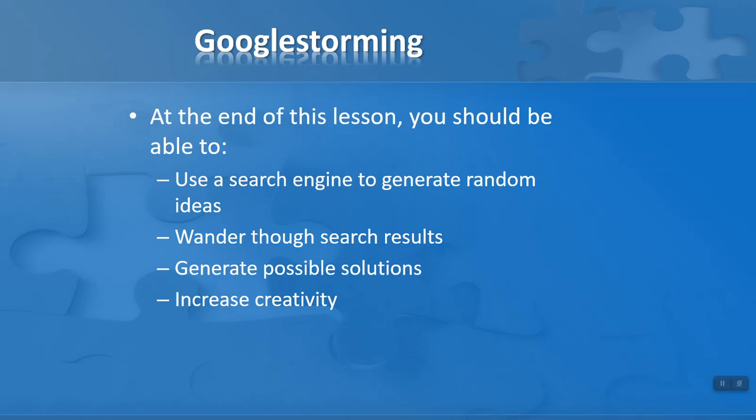Now, our objectives with this lesson are that at the end of the lesson, you should be able to do the following. Use a search engine like Google to generate random ideas. To wander through search results. You should be able to generate possible solutions. And you should be able to increase your own creativity.